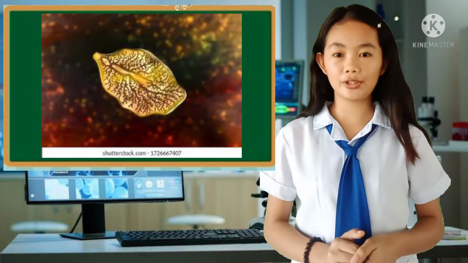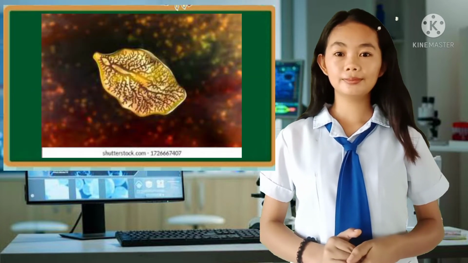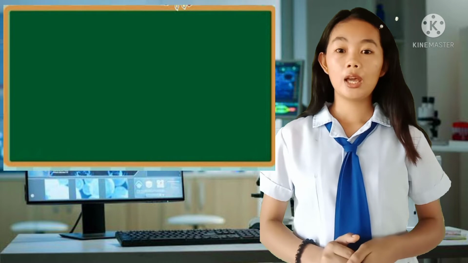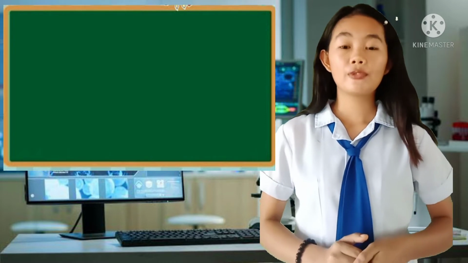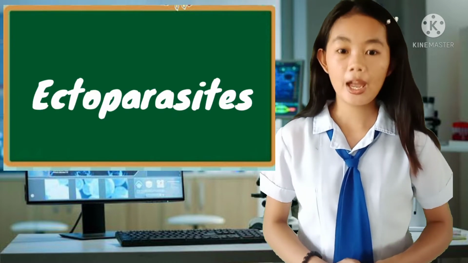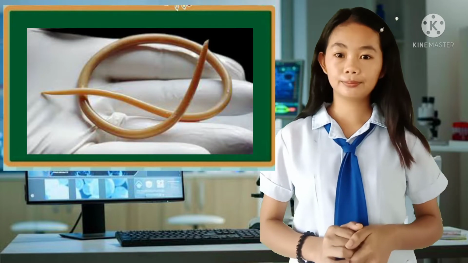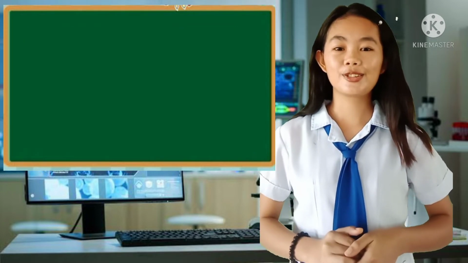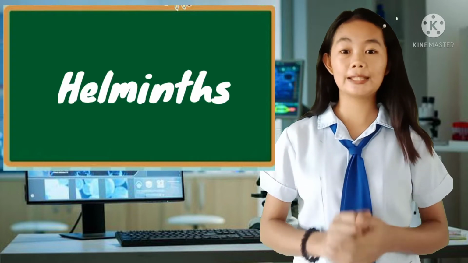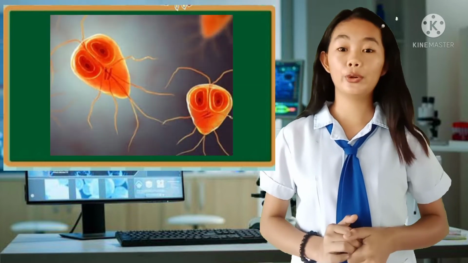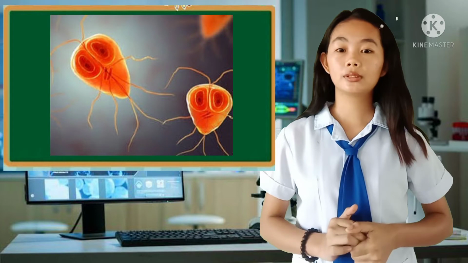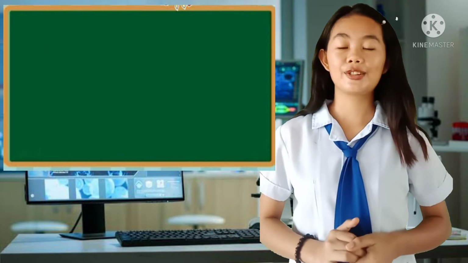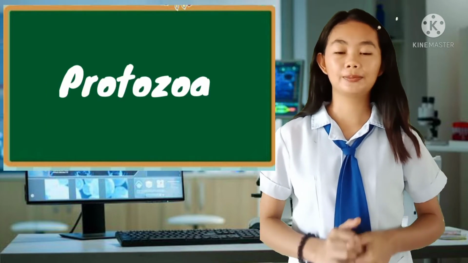Number 4, flukes. The correct answer is from ectoparasites. How about roundworm? The correct answer is helminths. And last, the Giardia. Where do you think Giardia belongs? The correct answer is protozoa.